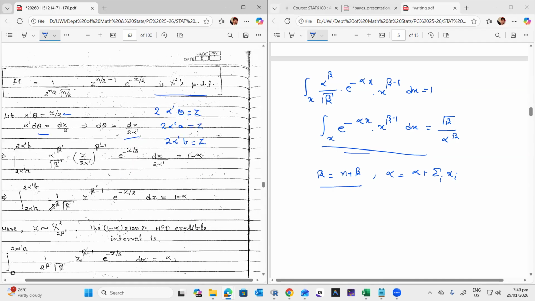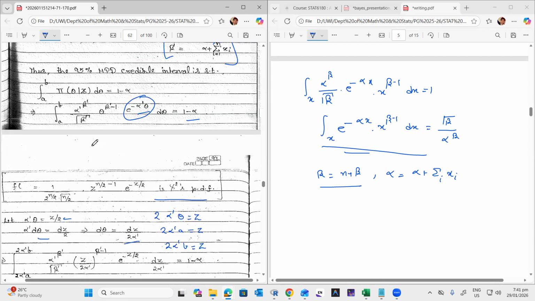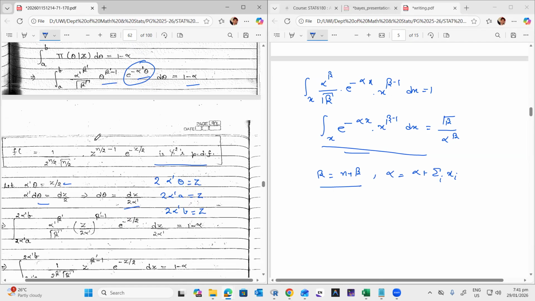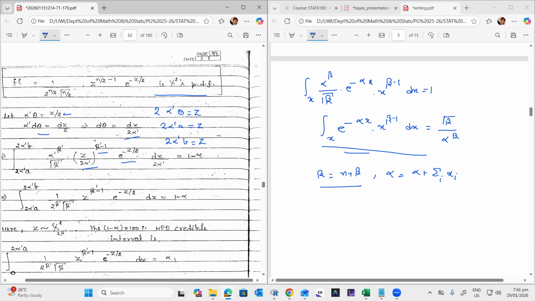So now your integral will be the integral from 2 alpha dash a to 2 alpha dash b of alpha dash raised to the power beta dash divided by gamma beta dash. Now instead of theta raised to the power beta dash minus 1, it will become z by 2 alpha dash raised to the power beta dash minus 1 into e raised to the power minus z by 2, dz upon 2 alpha dash, equals 1 minus alpha, right?